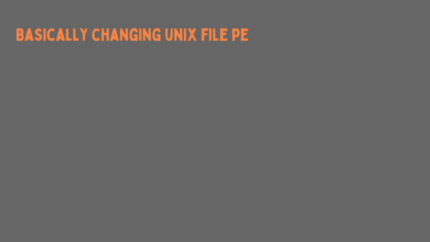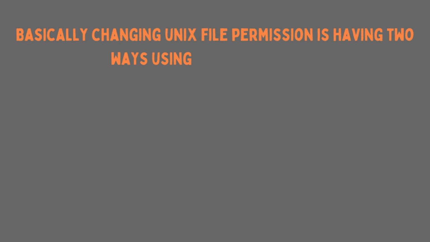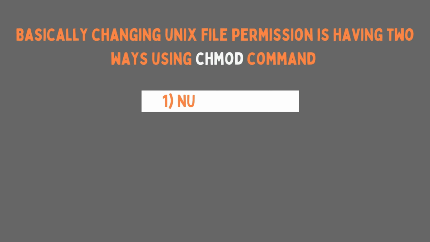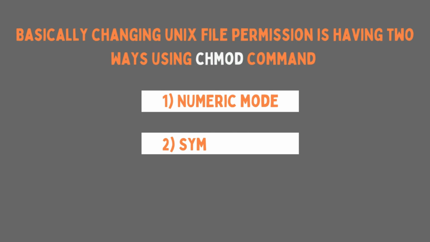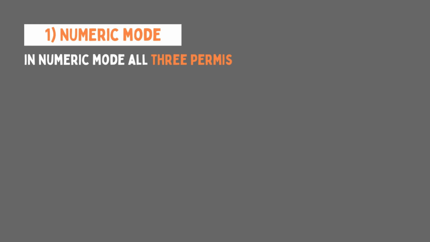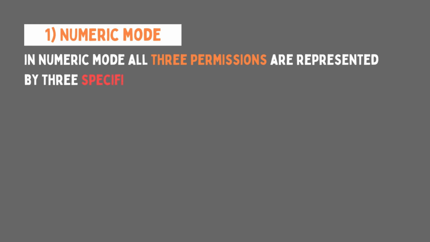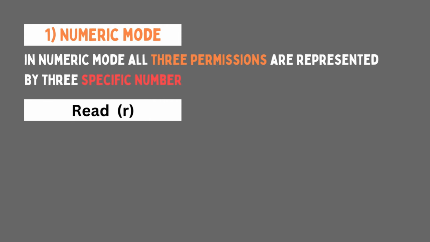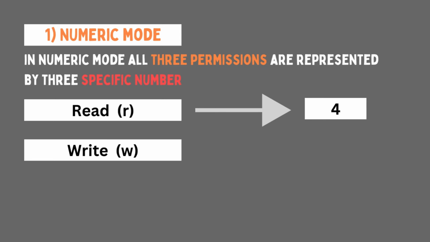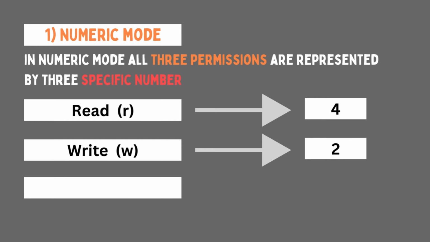Basically, there are two ways of changing UNIX file permissions using the chmod command. 1. Numeric mode. 2. Symbolic mode. In numeric mode, all three permissions are represented by three specific numbers. The read, R, permission is represented by number 4, the write, W, permission is represented by number 2, and the execute, X, permission is represented by 1.